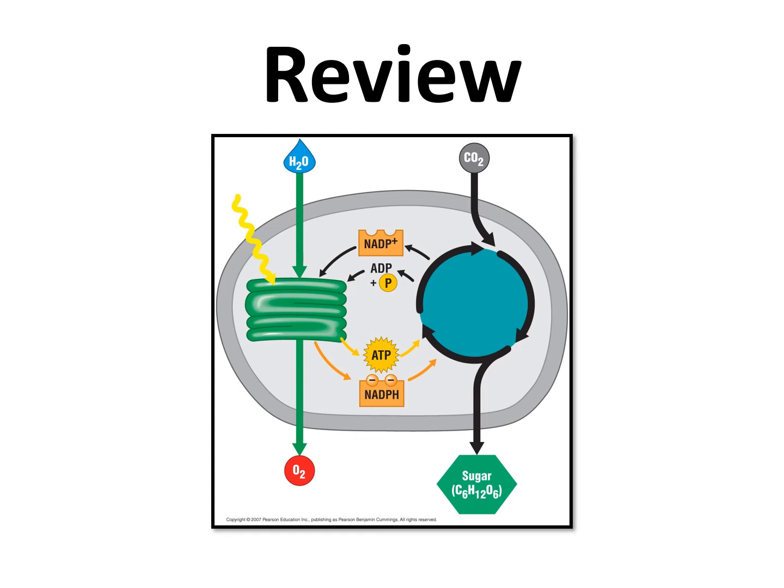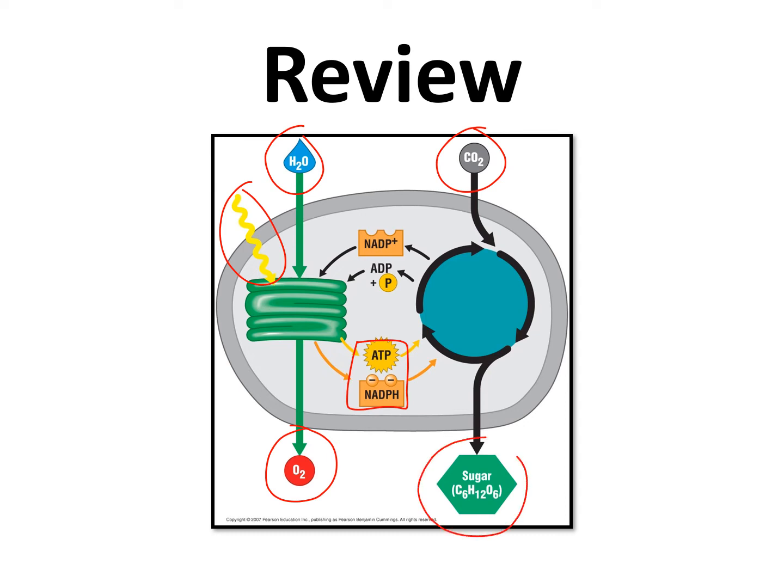So again, a review of the two parts of photosynthesis. Light-dependent reactions, light-independent reactions, the Calvin cycle, and the reactants, you need water and carbon dioxide and light energy. The water and light energy are required for the light-dependent reactions and will result in the production of oxygen. Carbon dioxide is required for the Calvin cycle, as are the ATP and NADPH from the light-dependent reactions, and they're used to produce glucose.